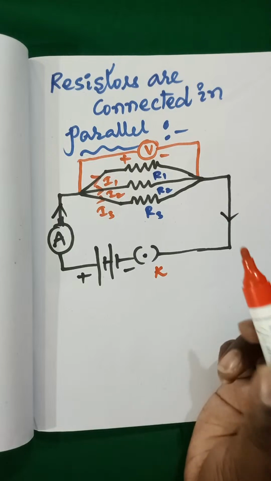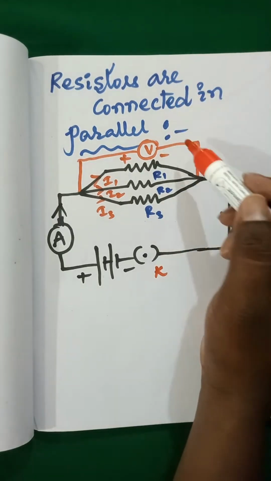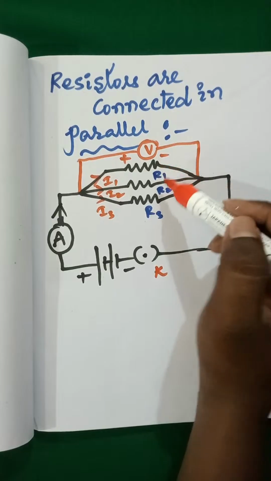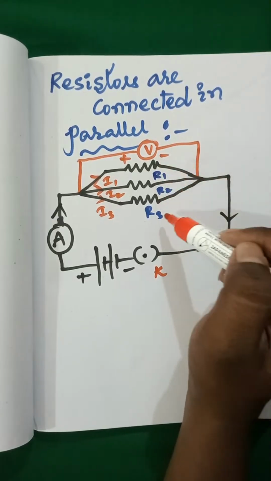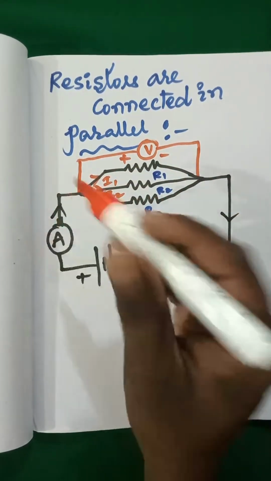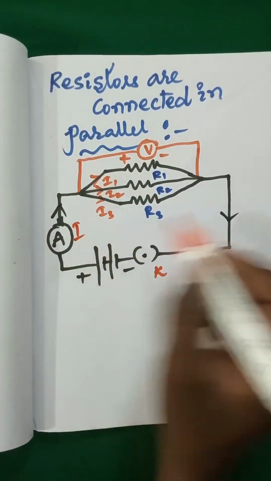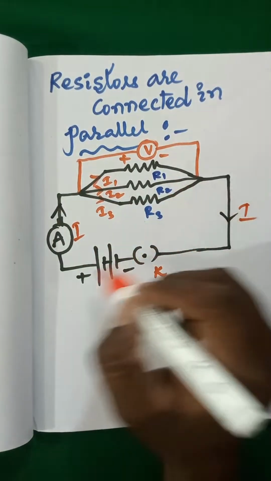Now you can see resistors are connected in parallel combination. R1, R2, R3, these three are connected in parallel combination. Current is flowing from the battery like this.